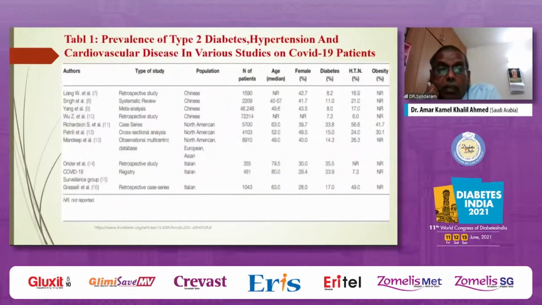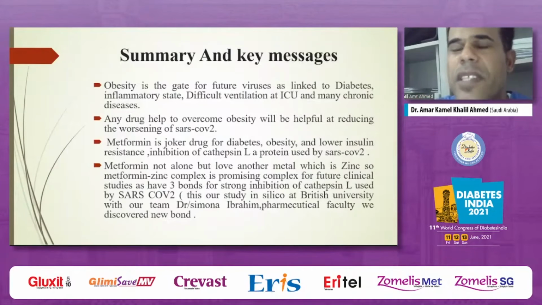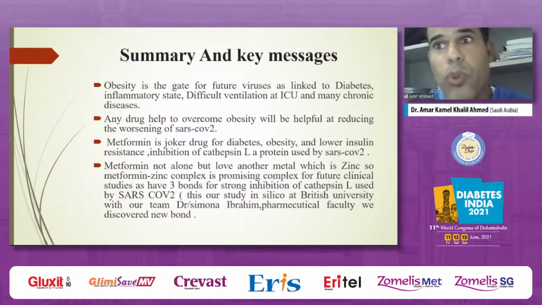Yes, this table, this summary: obesity is the gate for future viruses as it is linked to diabetes, inflammatory state, difficult ventilation at ICU, and many chronic diseases. Any drug that helps to overcome obesity will be helpful at reducing the worsening of SARS-CoV-2.